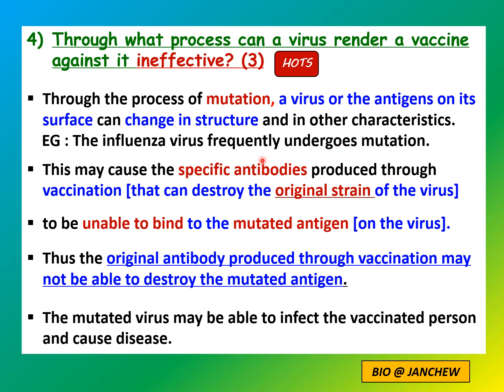Now, this can then cause the specific antibodies produced by the lymphocytes earlier through vaccination, so the antibodies for the original strain of the virus, to become ineffective, because the antibodies may be unable to bind to the mutated antigen on the virus, as the body was not exposed to this mutated antigen or mutated virus at all. It was exposed to the original strain of the virus, okay, not the mutated virus or antigen.